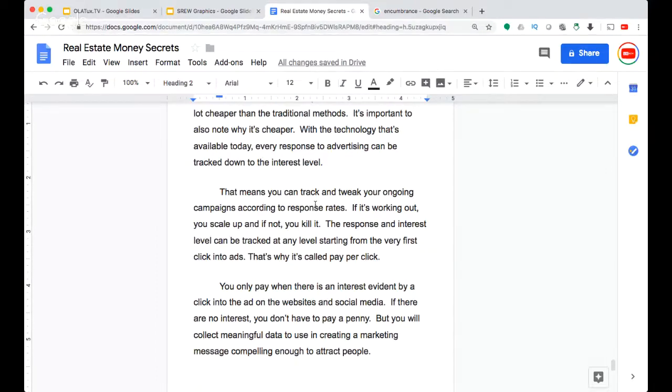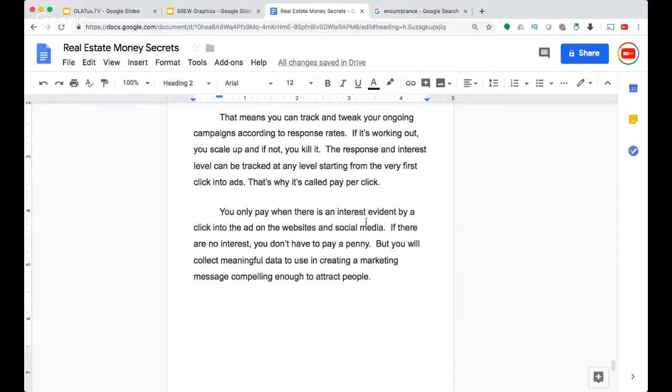That means you can track and tweak your ongoing campaigns according to response rates. If it's working out, you scale up, and if not, you kill it. The response and interest level can be tracked at any level starting from the very first click into ads. That's why it's called pay per click. You only pay when there is an interest evidenced by a click into the ad on the websites and social media. If there is no interest, you don't have to pay a penny, but you will collect meaningful data to use in creating a marketing message compelling enough to attract people.